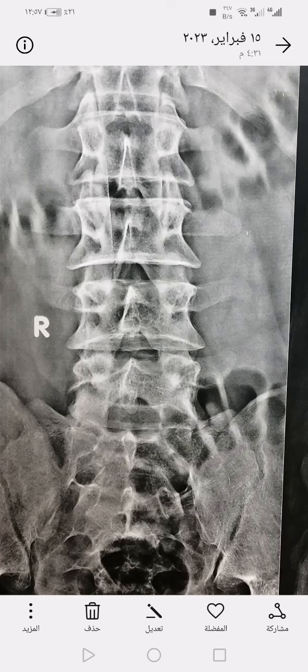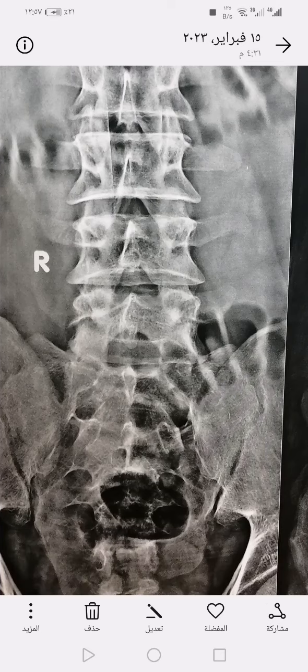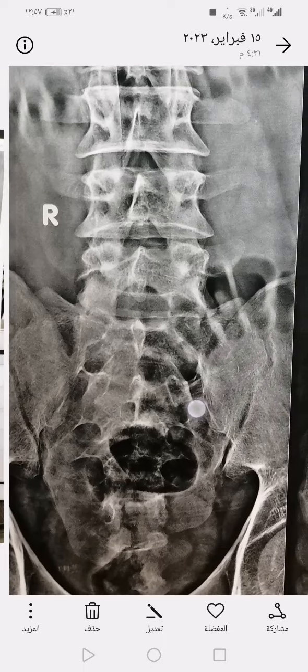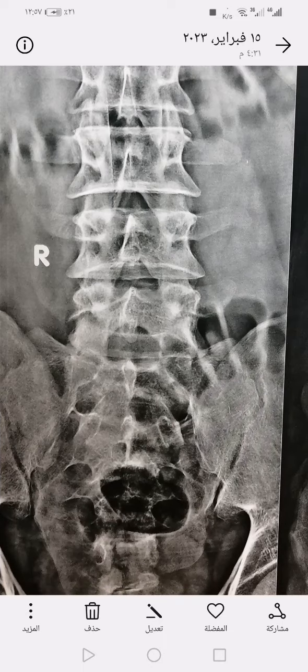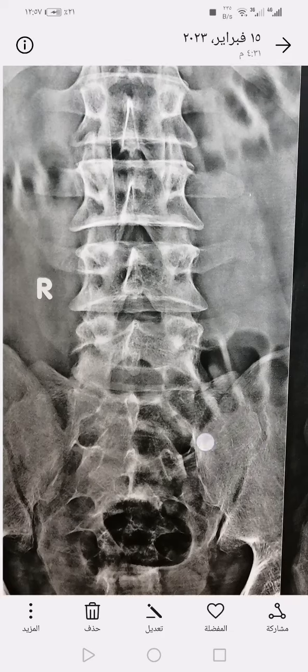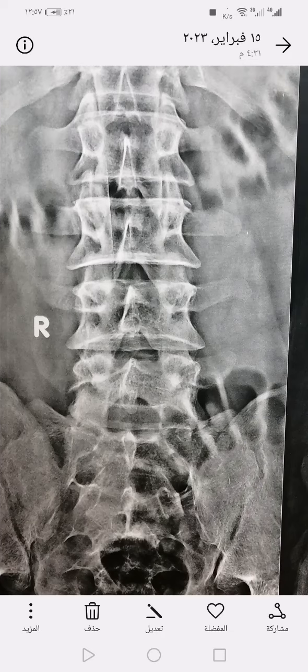Where is L5? L5 is included in the sacrum. This is called sacralized L5. Sometimes the vertebrae are not 5 lumbar and 5 sacral. They may be 4 lumbar as in this case and 6 sacral, which is what we mean by sacralized L5. So we have L1, L2, L3, L4, but L5 is pushed into the sacrum, becoming one of the sacral vertebrae. So we have 4 lumbar here and 6 sacral, if we can say.